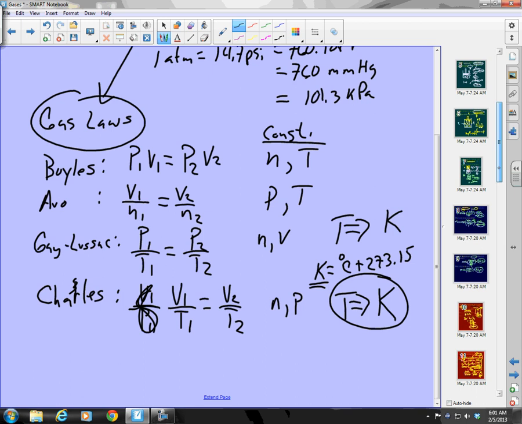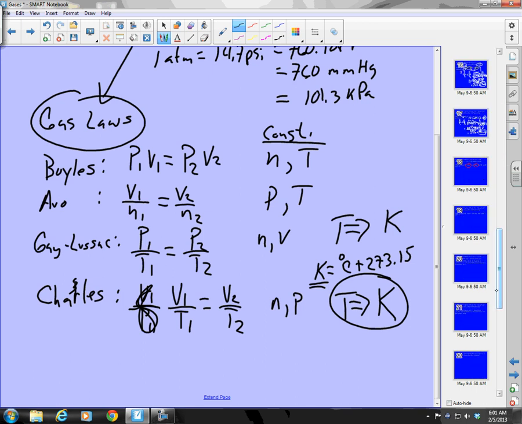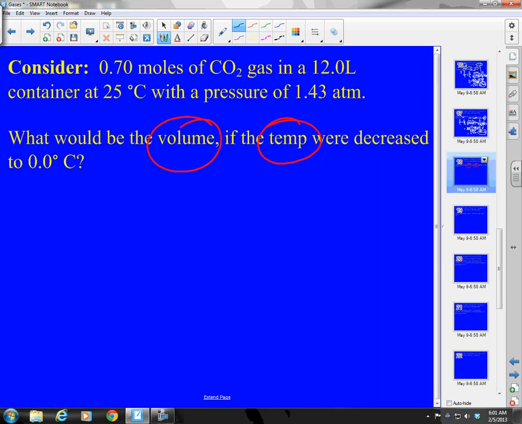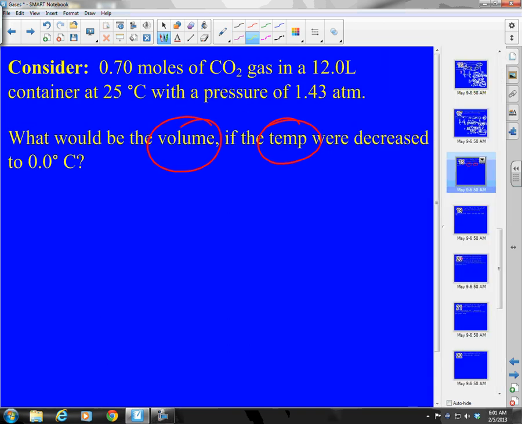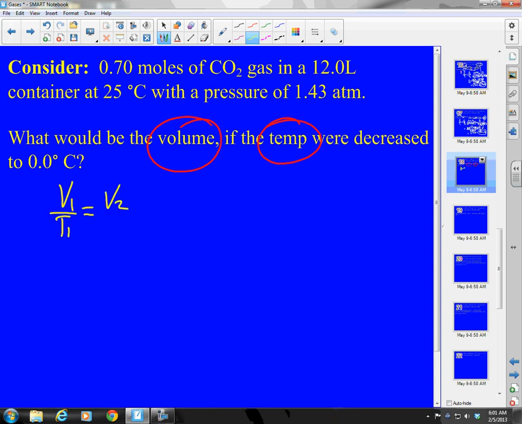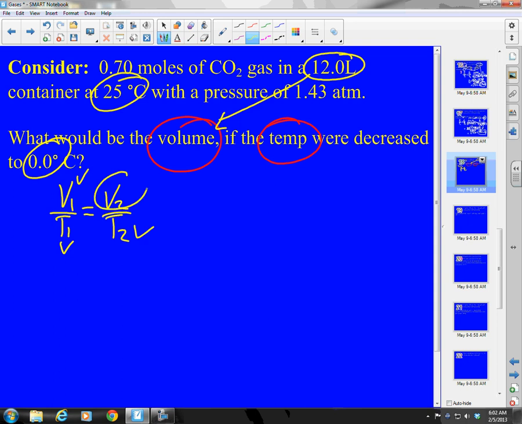All right. So we can work this now. Let's go with something a little brighter. We'll go with our yellow. I like yellow. Good. So V1 over T1 equals V2 over T2. How do I know that I'm going to use this? Well, I have a volume in one case, and they want to know a volume in another case. I have a temperature in one case, and I'm given a temperature in another. So I have this, I have this, and I have this. I want to solve for that.